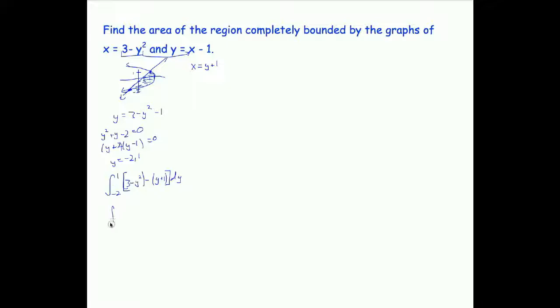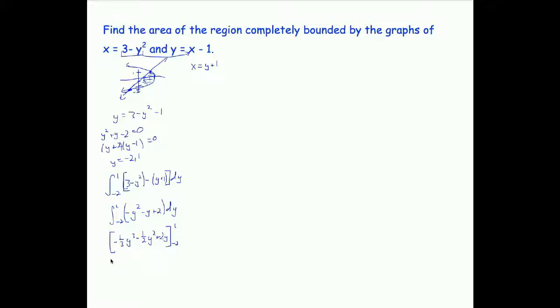So let's just simplify this quickly. -2 to 1. We're going to have a -y squared. I'm going to go ahead and put it in descending order. -y squared. This will distribute, so I'll have minus y. This will distribute, so we would have a -1, and 3 minus 1 is 2. So we add 2 in here, and we integrate. So if we integrate this, we would get -1/3 y cubed minus 1/2 y squared plus 2y. And we are integrating from -2 to 1.